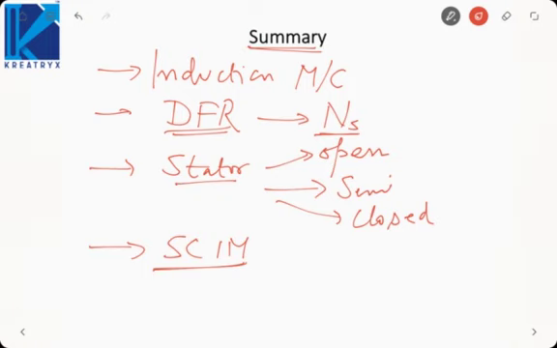In the next lecture, we will see the other construction of the machine, that is the wound rotor, and we will study the working of the induction motor. That is, how does the induction motor produce the torque and how does it operate. That we will cover in the next lecture.